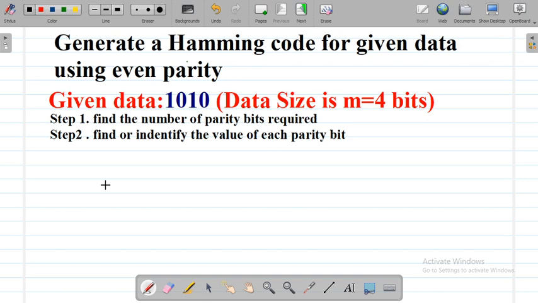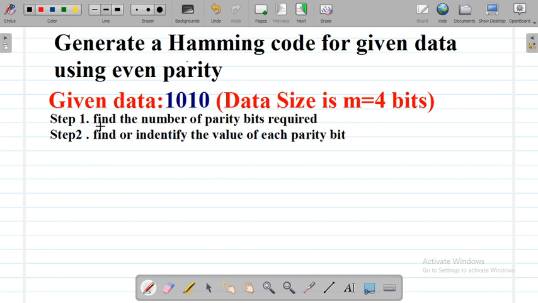Hello all. In today's video we will see how to generate a Hamming code for a given data. Hamming code is a single bit error correction and detection technique where parity bits are inserted at specific positions to enable error detection and correction. So here for example I have taken a 4-bit data 1010, so my data size m is equal to 4.